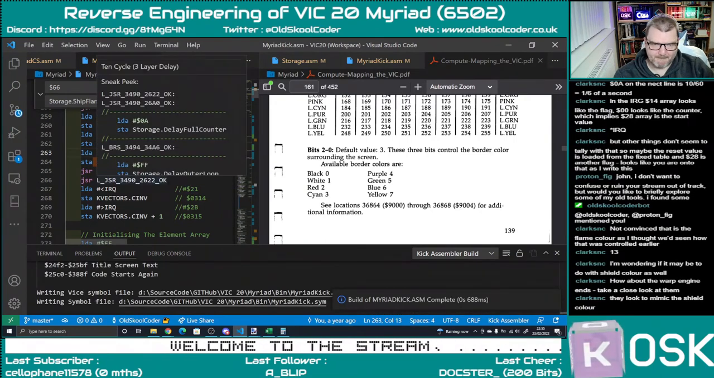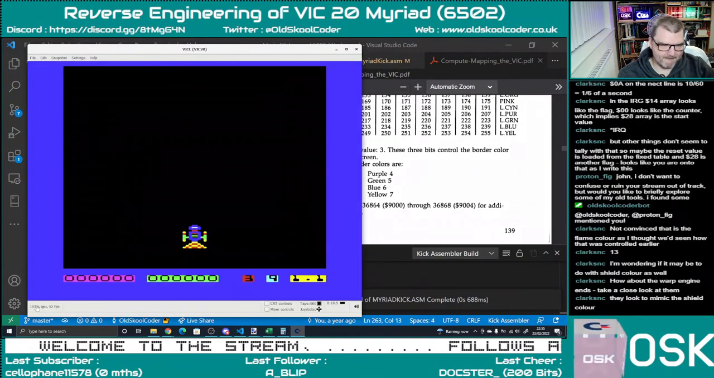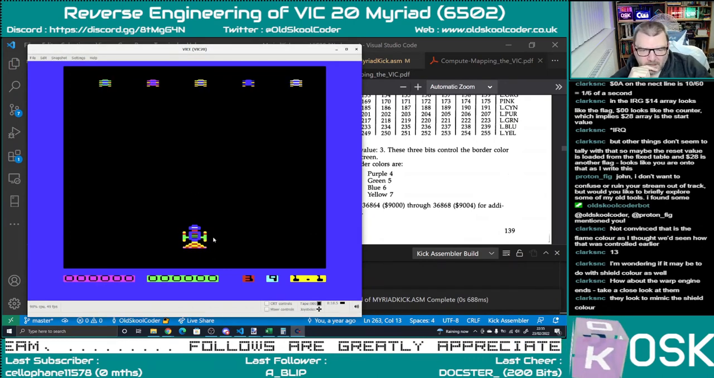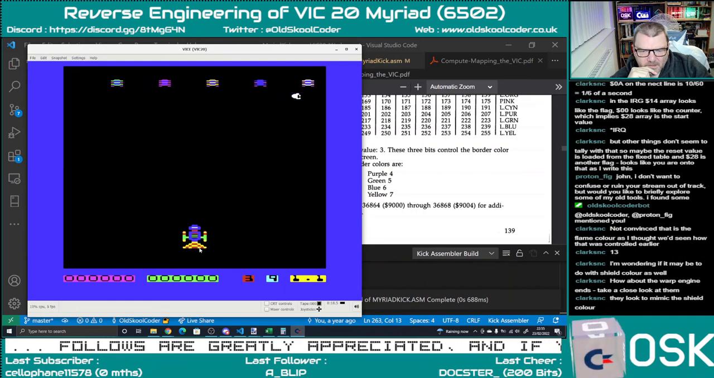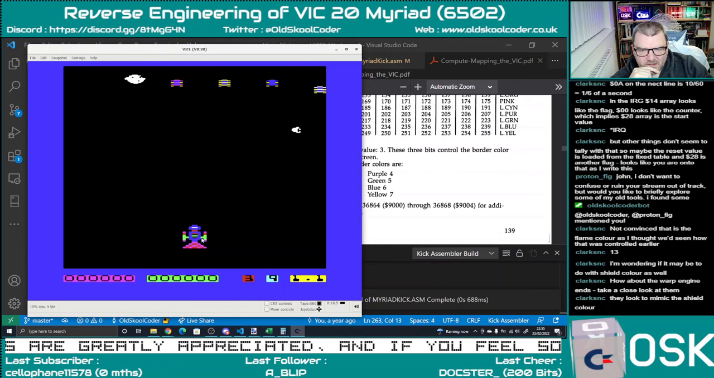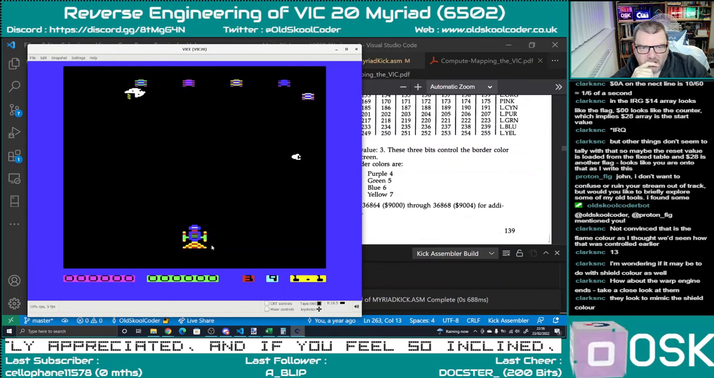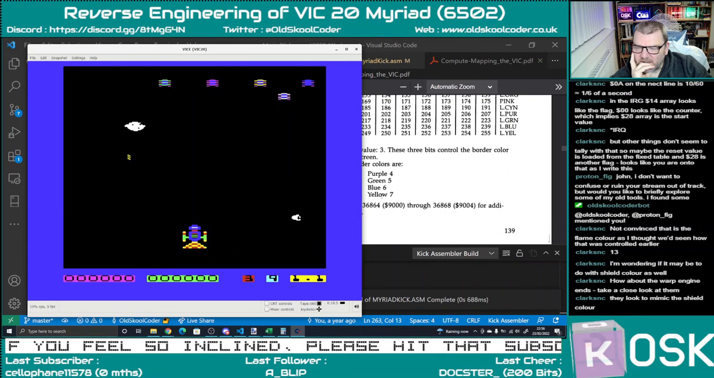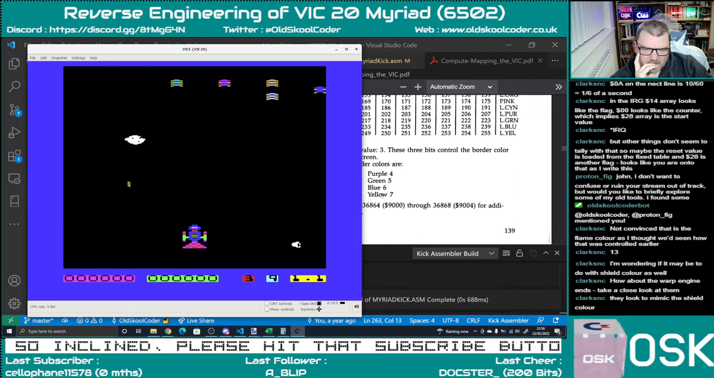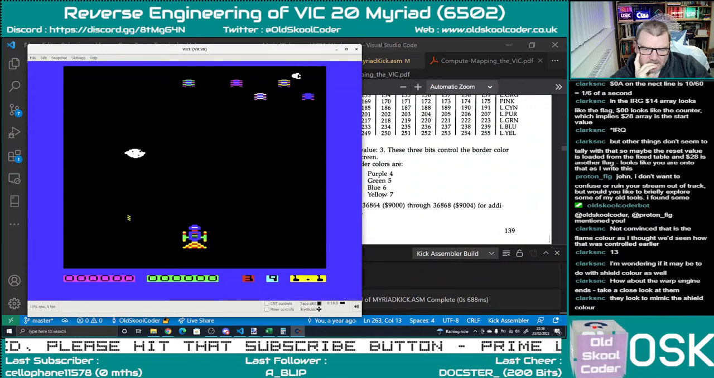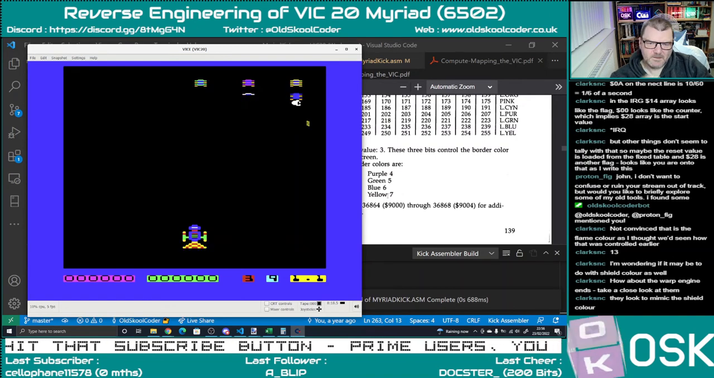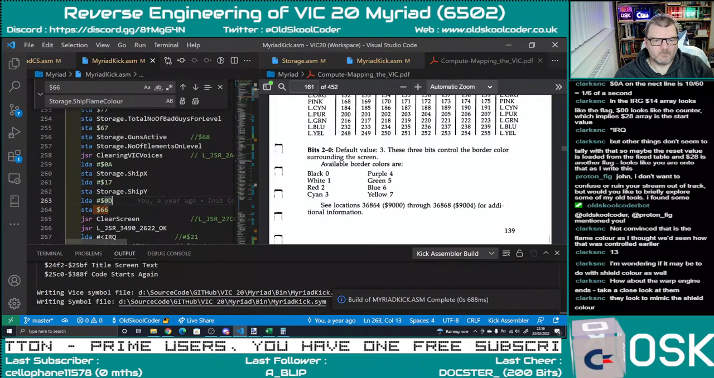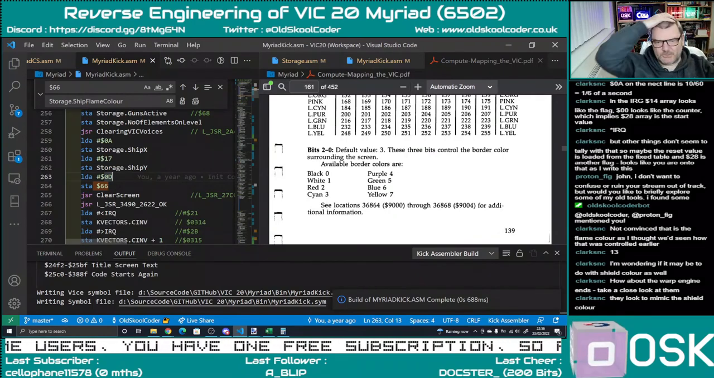I'm going to run it. It's definitely purple yellow. There's nothing changing. There is nothing changing on there. Purple yellow. Right. Okay. Ooh, spending so much time on this.